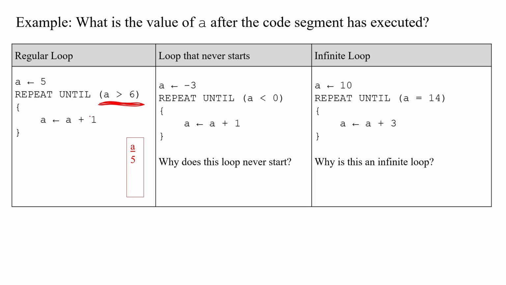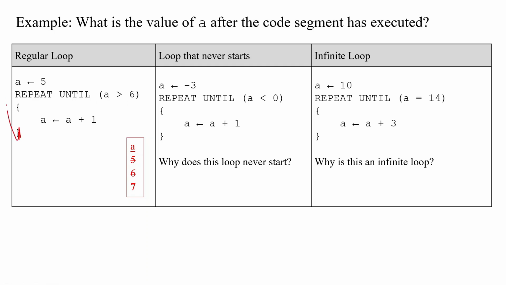So what I'm going to do is repeat this single line of code until it happens. I have A is 5. Inside here, I add 1 and it becomes 6. Then when I reach the end of my loop, I go back and check this condition. Is 6 greater than 6? Nope, it is not greater than 6. So I'm going to add 1 one more time.